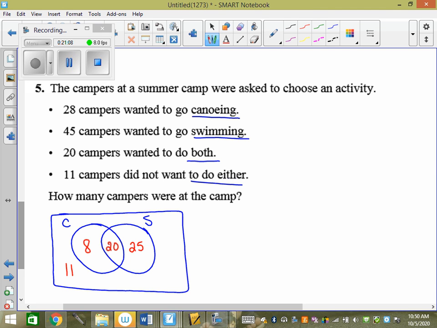How many campers were at the camp, Alyssa? 64. How'd you do that? Right. And you remember to add up the 11 on the outside, which some people forget. Now, I could have said, how many do canoeing or swimming? What would we add up? 8, 20, and 25.